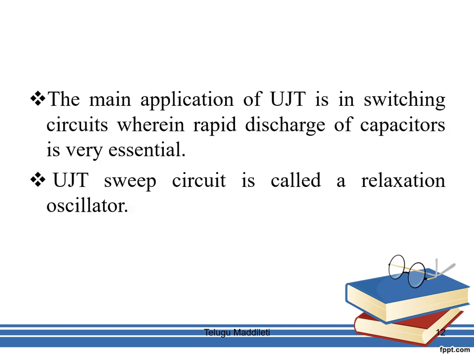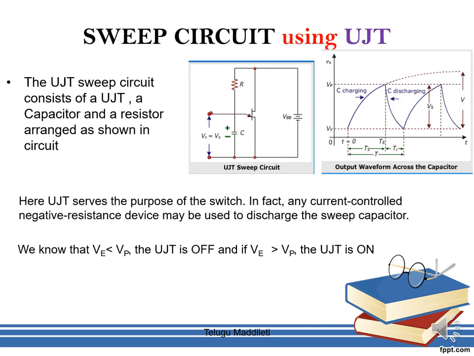The main application of UJT is in switching circuits, wherein rapid discharge of a capacitor, it doesn't take much time to discharge, is very essential. So the UJT sweep circuit is called a relaxation oscillator. Any oscillator which generates a non-sinusoidal signal is called a relaxation oscillator. So here UJT is used to generate a sawtooth waveform, hence UJT is also called a relaxation oscillator. Now let us see how UJT can be used as a sweep circuit.